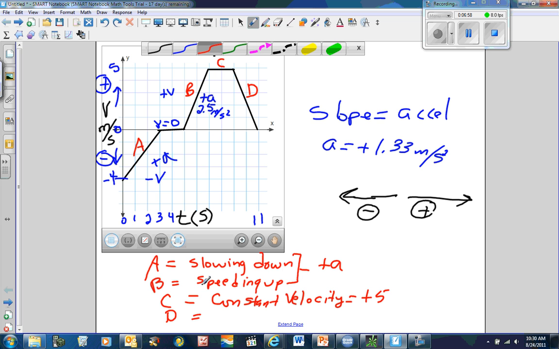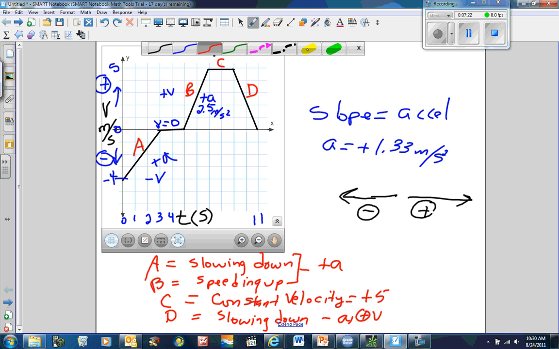All right, well, in section D, I have a negative acceleration, and I'm slowing down. Slowing down. And this is a negative acceleration, but it's a positive velocity. All right, so I'm slowing down. So in 2 seconds, I go from 5 meters per second to 0.